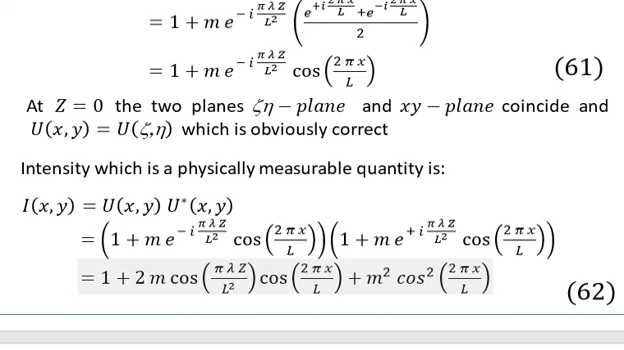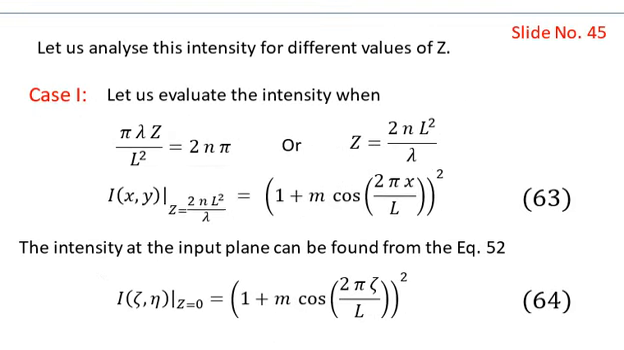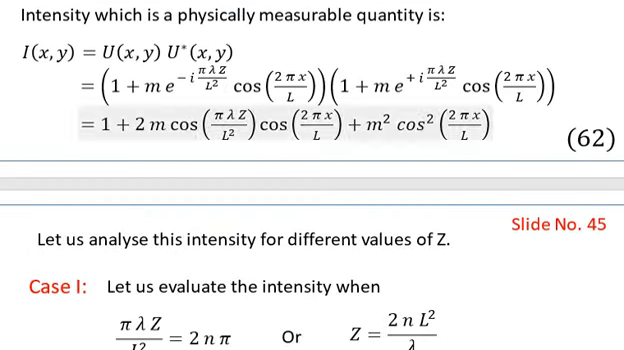Now we want to get some useful meaning from this intensity expression. Let's analyze this intensity for different values of z. Case number 1. Let's evaluate the intensity when... If you look at this, we have the cos term here that has an argument pi lambda z over L square. This factor is very important because we want to get rid of it by putting some appropriate value of z.